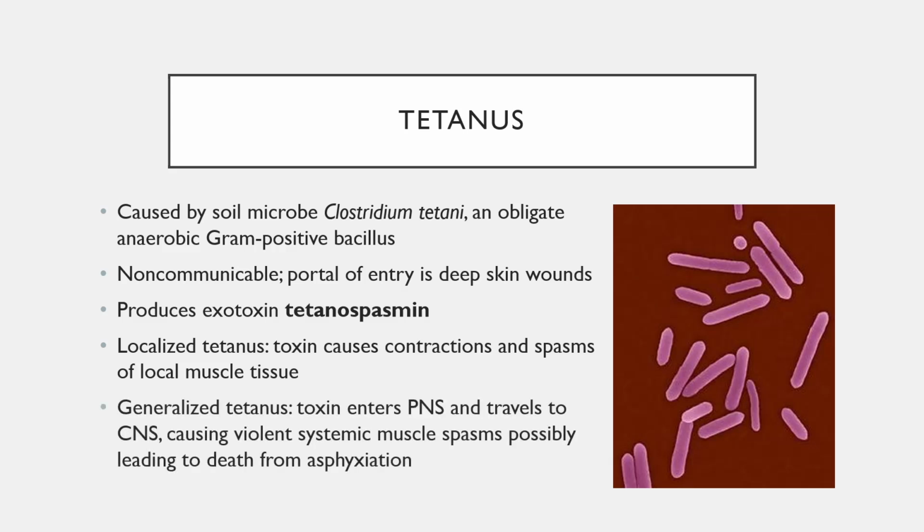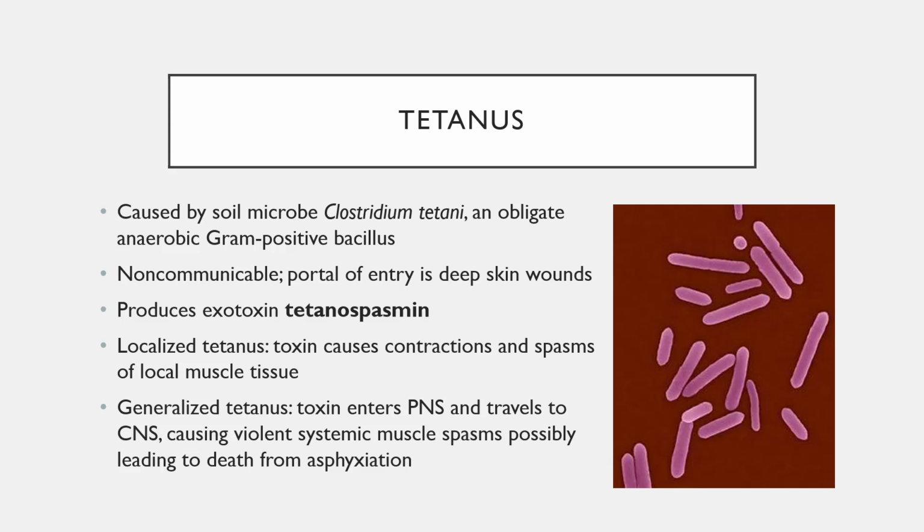Generalized tetanus is what happens when the tetanospasmin toxin enters the peripheral nervous system and then travels through the peripheral nerves to the central nervous system, resulting in violent systemic muscle spasms, and typically the muscles of the jaw are among those that are first affected, which is why lockjaw is associated with tetanus. And this can progress to affecting the cardiac and respiratory system, leading to death by asphyxiation. So the disease can actually shut down one's ability to breathe by affecting the nerves that are involved in respiration.